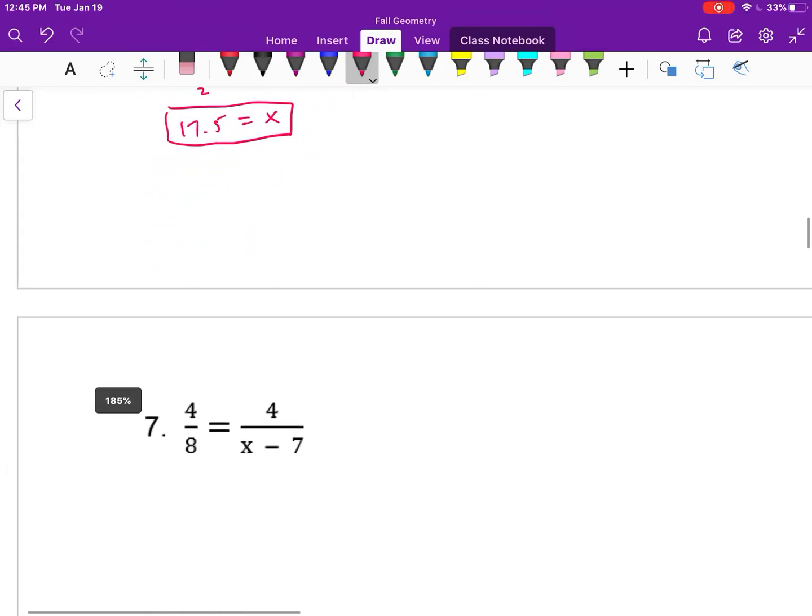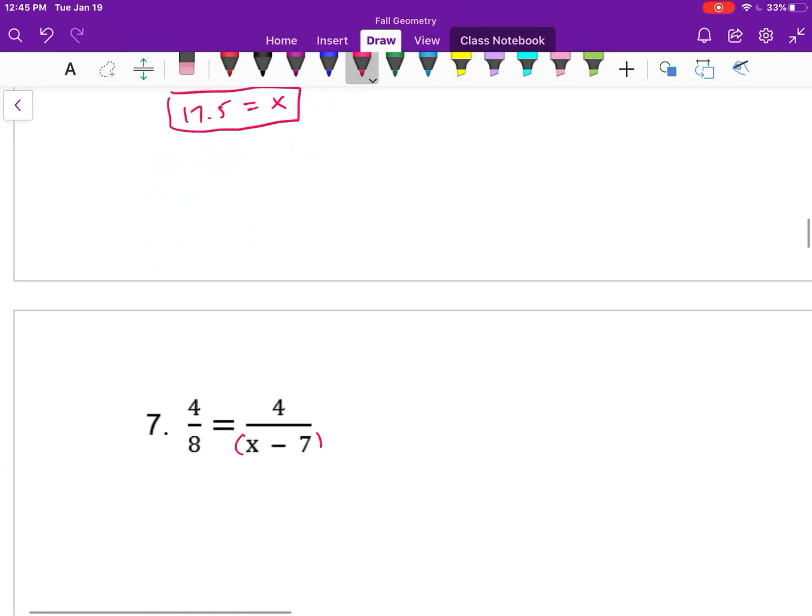There's another one, a little bit similar. Just put your parentheses, and then when you cross multiply, you'll have 4 times (x minus 7), and then when you're doing the other way, you have 4 times 8.